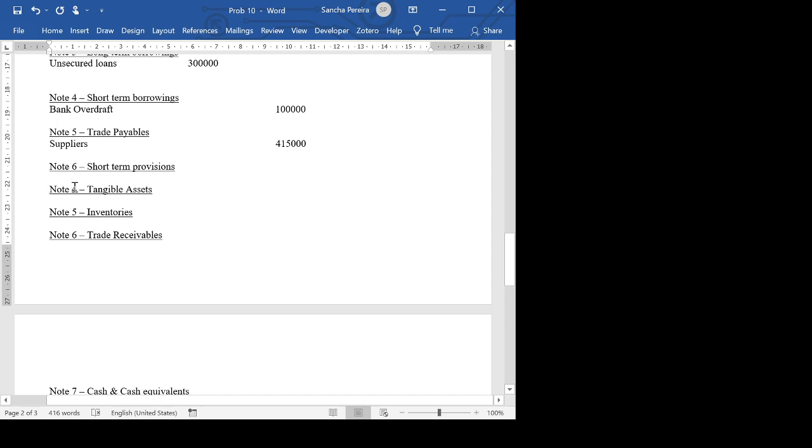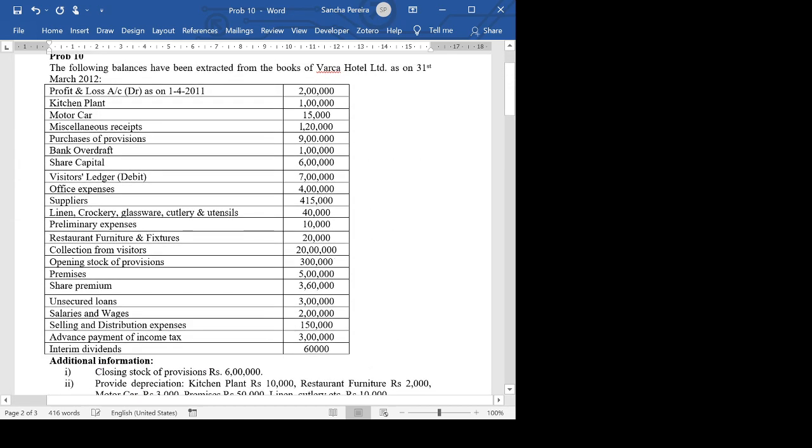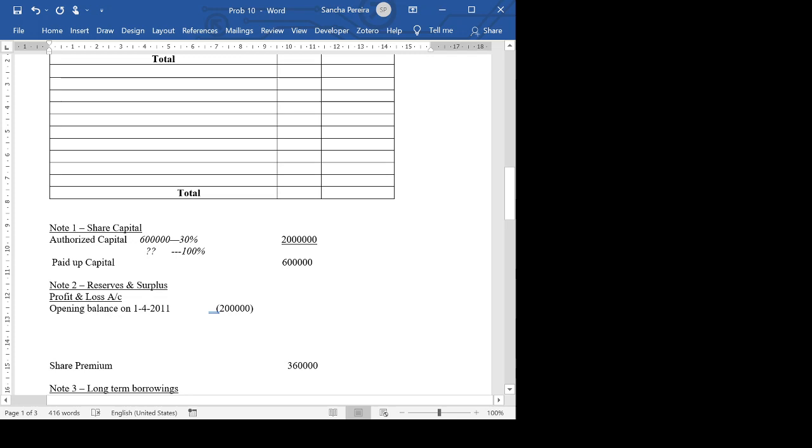So then we come to the assets part. Under the assets, the first thing we have is non-current assets. Under non-current assets, we have fixed assets, and under fixed assets, we have tangible assets. That's going to be quite a huge note now, because there are a number of fixed assets here. The first thing that we have is kitchen plant, and remember there's depreciation also. Kitchen plant is 1 lakh, motor car is 15,000.